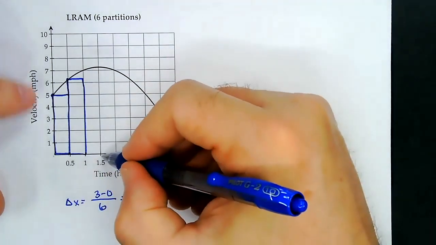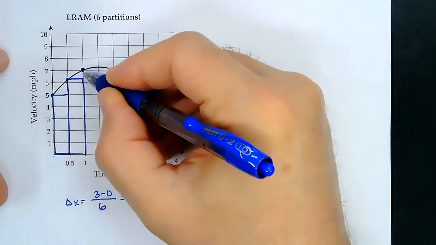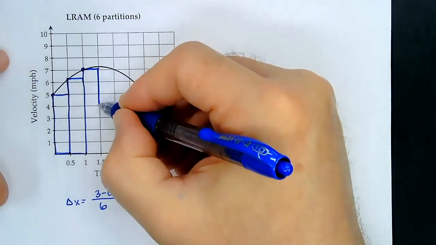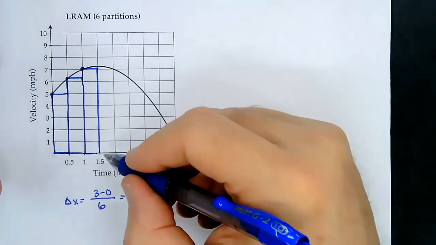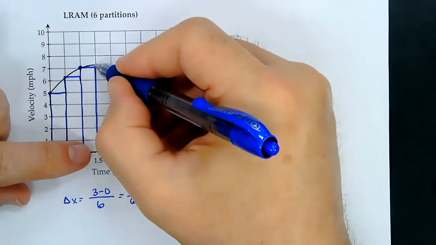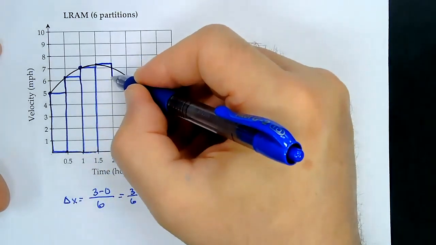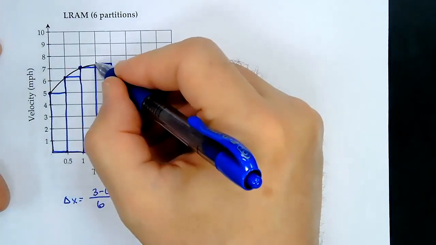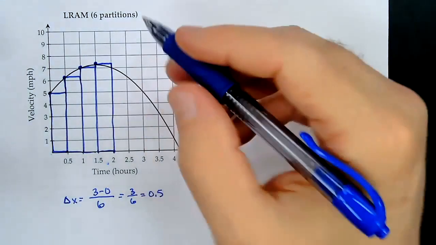Then we're going to go from 1 to 1.5, and we're going to go up until the left side hits the curve. That would happen right here. Then we go across and down, and that's our next rectangle. So we have 3 of them, and we're going to do 6. The next one goes from 1.5 to 2, and we go until the left side at 1.5 hits the curve. That would be right here. So this would be the point right here. We're always on the left side of the rectangle. That's why it's LRAM.